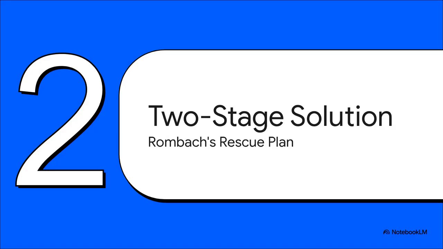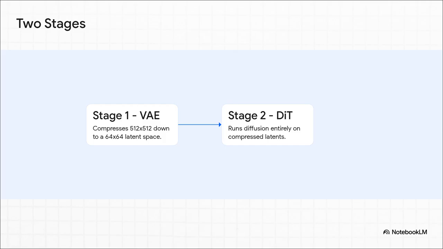Which brings us to Section 2, the two-stage solution. This is Robin Rombach's elegant rescue plan that basically became the fundamental recipe for Stable Diffusion. The solution is this brilliant two-stage process. I like to think of it like a compressor and a painter. First, you take your massive 512 by 512 image and run it through a compressor, a VAE, squashing it way down into a tiny 64 by 64 latent space. Then, your painter, the actual diffusion model, does all of its heavy lifting exclusively on that tiny, compressed canvas.